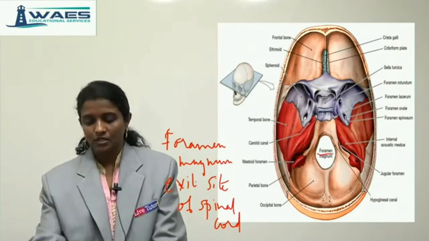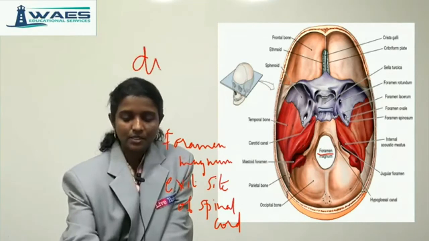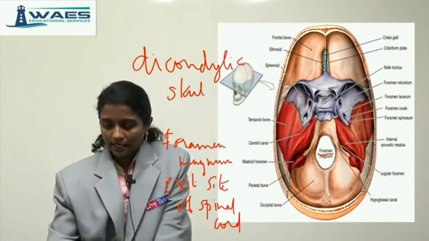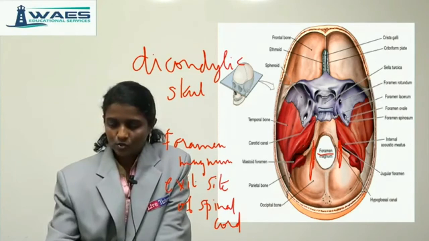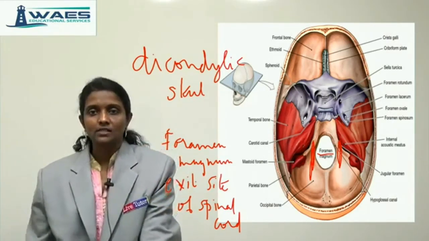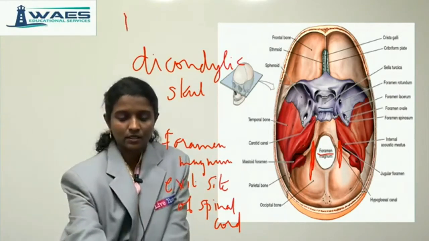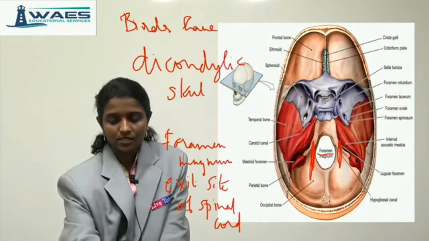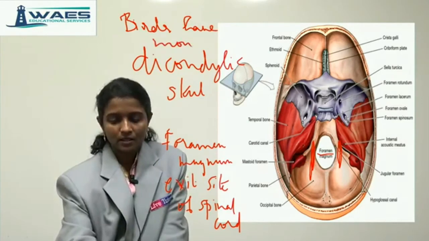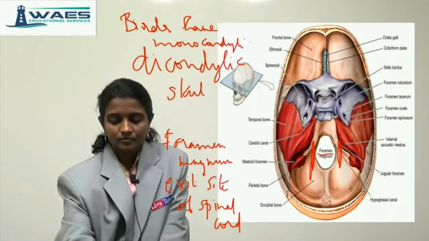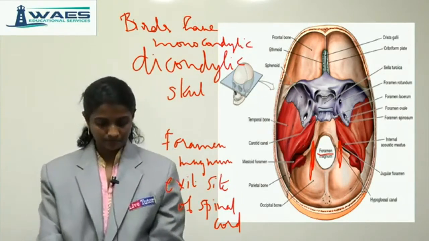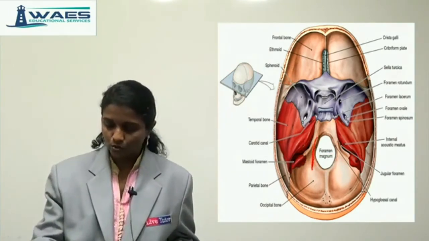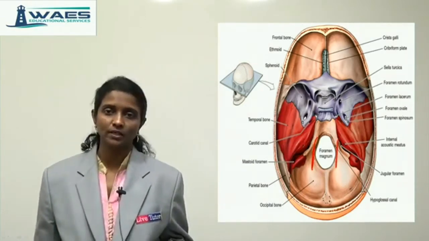Our skull is a dicondylic skull. I repeat, our skull is dicondylic, because we have two condyles next to the foramen magnum. That is why we call our skull dicondylic. Birds have a monocondylic skull, whereas we humans have a dicondylic skull. Even frogs have a dicondylic skull. A condyle is a bone next to the foramen magnum, and there are two in number, which we call dicondylic.